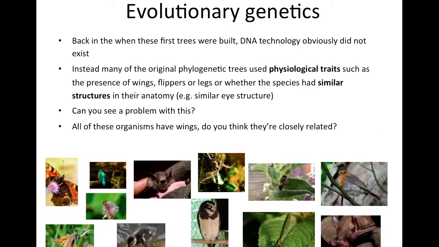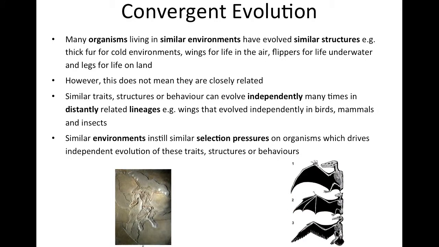So instead, many of the original phylogenetic trees used physiological traits such as the presence of wings, flippers, legs, whether the species had a similar structure in their anatomy, for example, maybe the eye. Can you see a problem with this? Now, all of these organisms have wings, but do you think they're closely related? I hope you said no, because although they may have wings, they are simply not closely related.